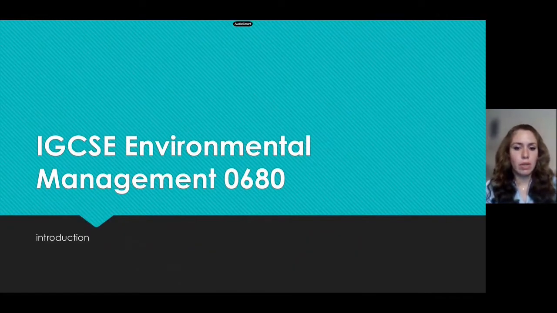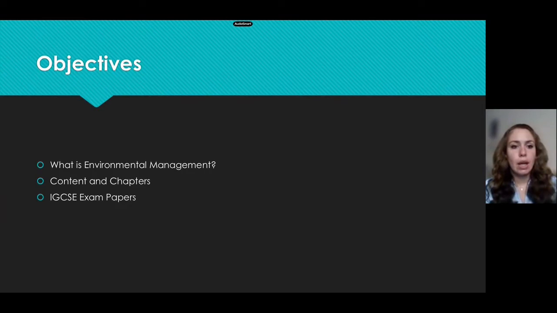Okay, so I'm going to be giving you a brief introduction. The code for IGCSE Environmental Management is 0680. What are the objectives of this video? We are going to talk about exactly what is environmental management, what to expect in that course. I'm going to be talking about the content, the chapters that you need to study in order to succeed in the exam, and the IGCSE exam papers.